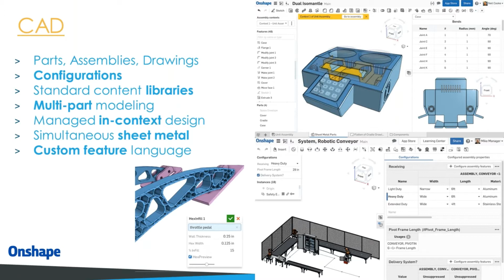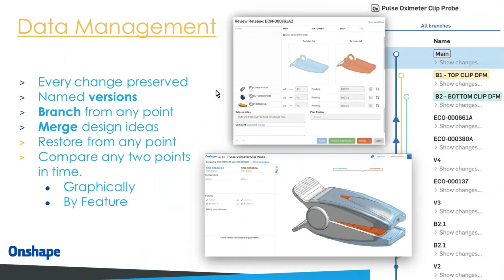Also, we can create components in context. We can create sheet metal parts. And there's also the ability to create custom features. In addition to that, now that we've created some geometry, we need to start thinking about managing that data.